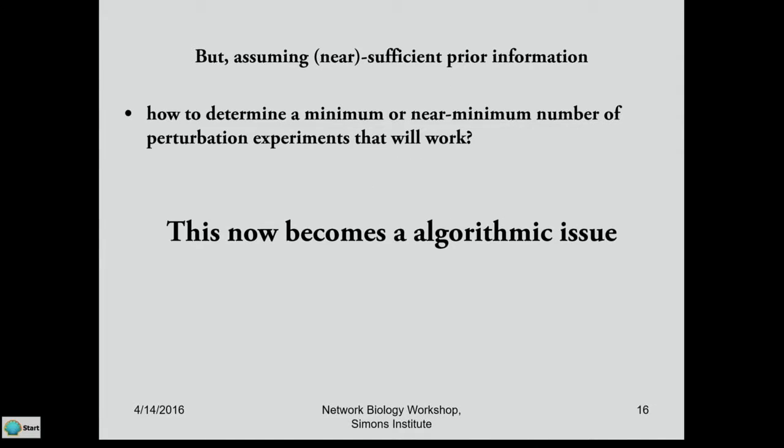But if you assume that you have sufficient information, or close to sufficient information, then how do you determine the actual minimum number of perturbation experiments that will give rise to the inferences that you are looking for? So now this becomes an algorithmic question, some kind of optimization question.